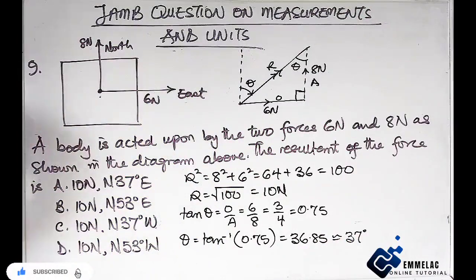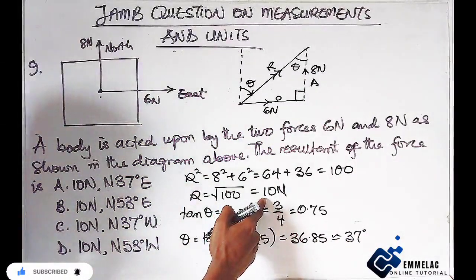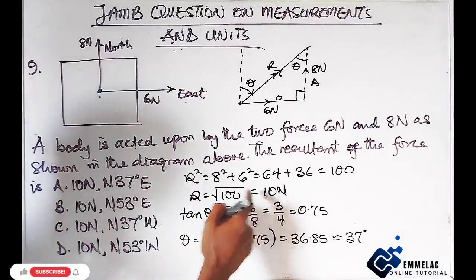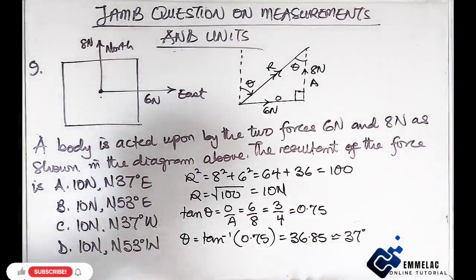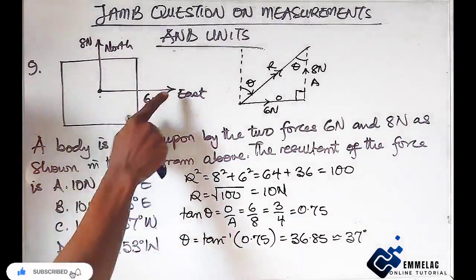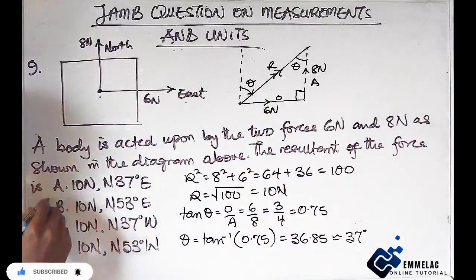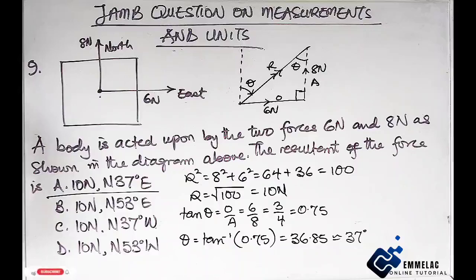Alright, so to this end now, here we have that this is the north, 10 Newton and 37 degree. Now to which of the direction? This is north and east. Okay, so this is the angle here, northeast. So A is the right answer. Alright, let's move to number 10.